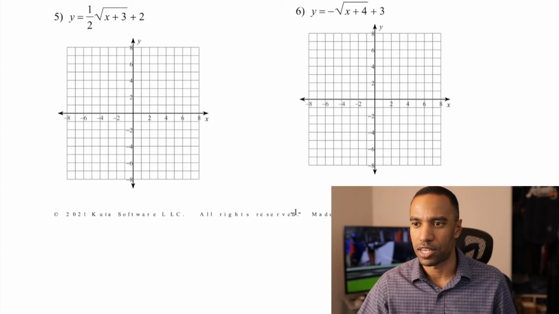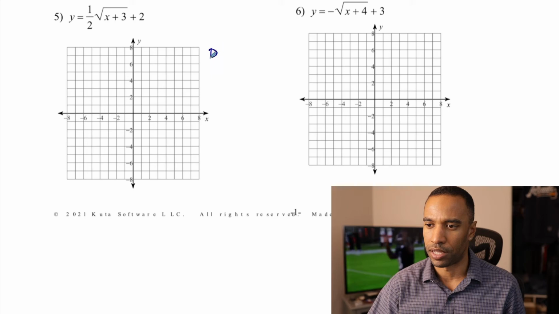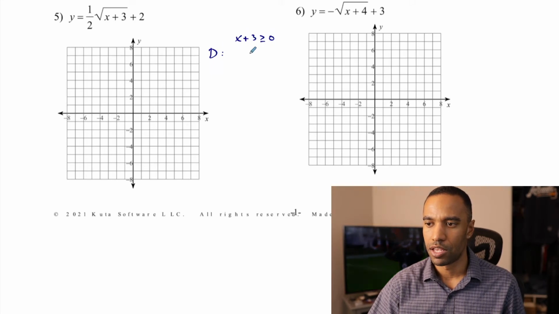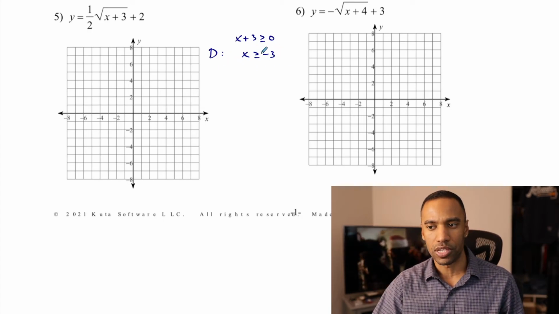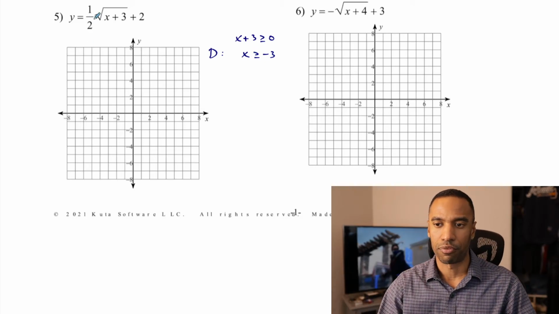So this time, like I said, I promised I would do the domain first here. On number 5, we are just going to state how x plus 3 has to be greater than or equal to 0. Subtract 3 from both sides, x is greater than or equal to -3. So when you see the graph, you're going to recognize that we have to go to the right from -3. And that makes sense.